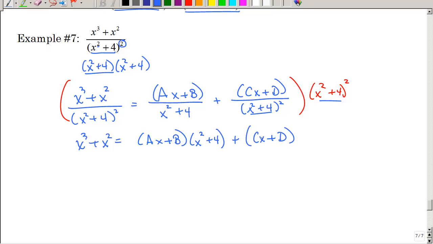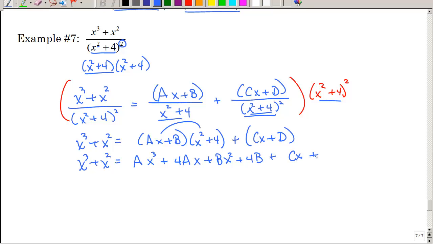Do you have any convenient values? No, because you have no linear factors, no convenient values. So let's just dive in and equate coefficients. So I need to multiply this out. Again, we have ax cubed plus 4ax, bx squared plus 4b plus cx plus d. Well, I think I'll start with my x cubes. That looks pretty easy. So what does that say? That 1x cubed equals ax cubed, so 1 is a.